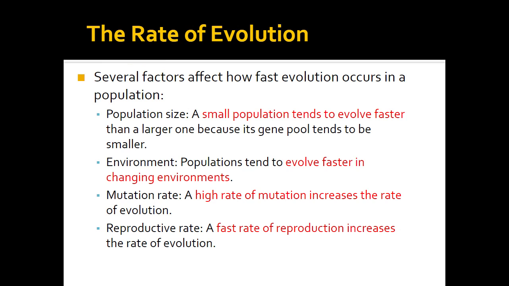So evolution can occur at different rates depending on what's going on in that population. So these are some factors that affect how fast evolution occurs. Population size: if you have a small population, that tends to evolve faster because the gene pool is smaller. So if something happens, that's going to cause that population to evolve faster and adapt faster. In a changing environment, obviously, that's going to cause those populations to adapt and evolve faster. A high rate of mutation is going to increase the rate of evolution, and a fast rate of reproduction is also going to increase the rate of evolution.